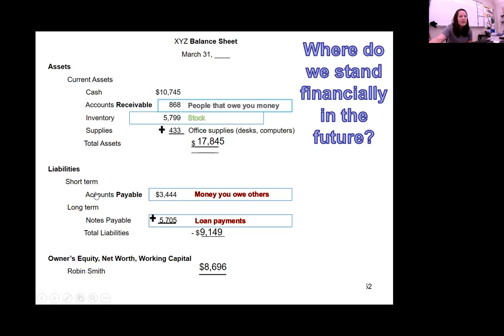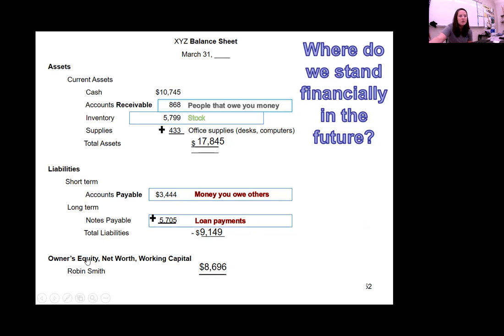And then you're going to look at your liabilities. That's your debt. You've got short-term liabilities, which is debt that you actually owe others right now. So that's called accounts payable, because those are accounts that you are paying on. That's money that you owe others. And then you've got long-term debt, which would be like your loan payments. Loan payments would be like a debt that you owe the bank. So that's a debt that you're going to pay off over a long period of time. And then you add up your total debt.